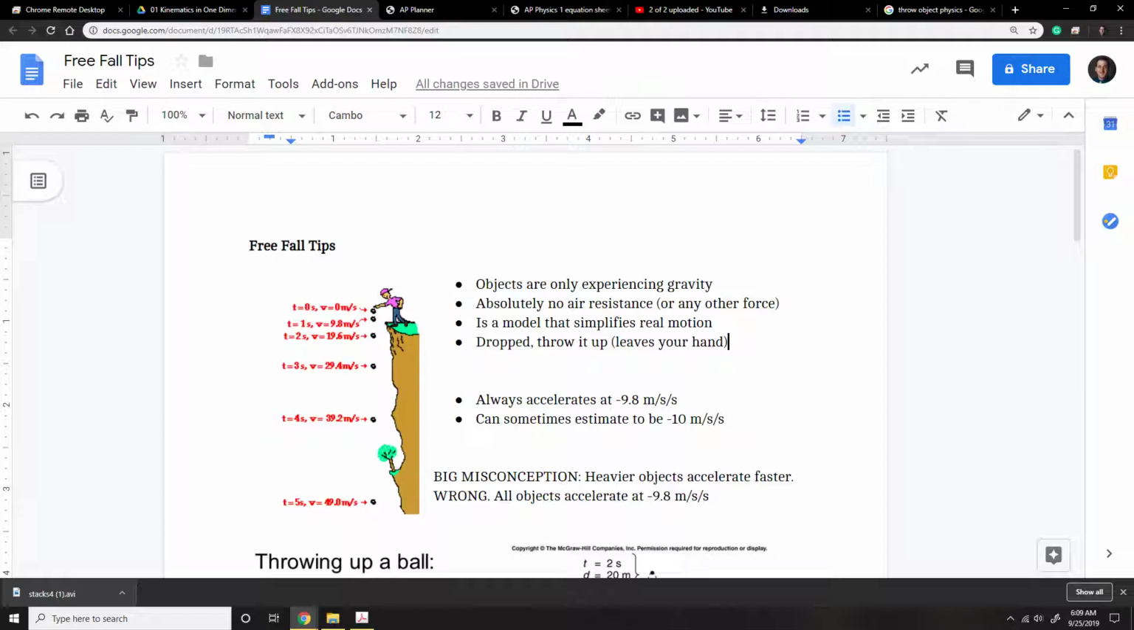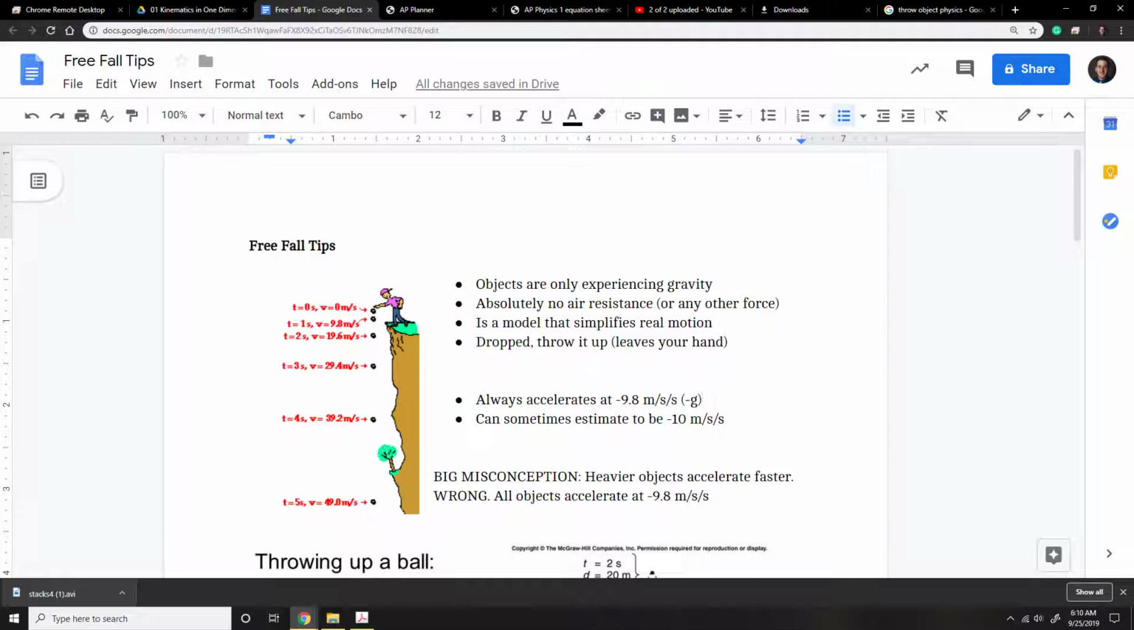Here's the thing: the acceleration of an object in free fall is always negative g, which is negative 9.8 meters per second squared. g is 9.8 meters per second squared. It's the acceleration due to gravity. So objects in free fall will always accelerate at that rate.